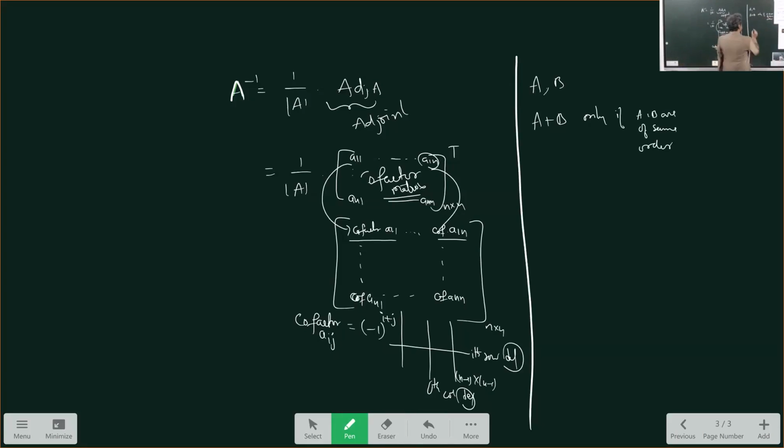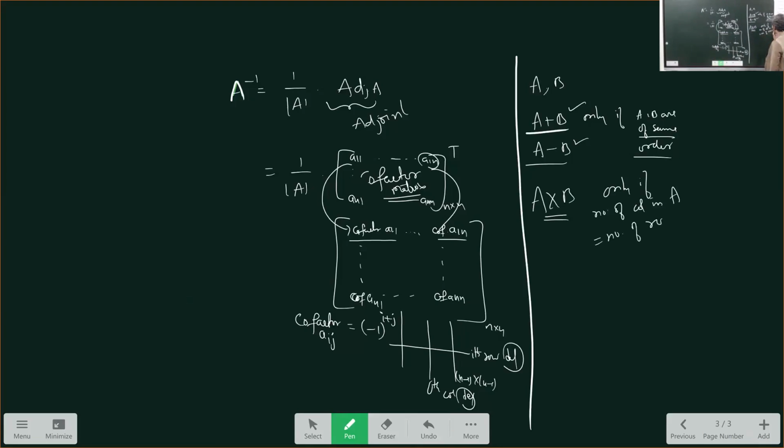If they are of the same order, then A plus B is possible. Not only that, A minus B is possible. But when I'm talking about A into B, the multiplication is possible only if the number of columns in A is equal to the number of rows in B. This is the condition for matrix multiplication. If it is not there, then A and B are not conformable for matrix multiplication.